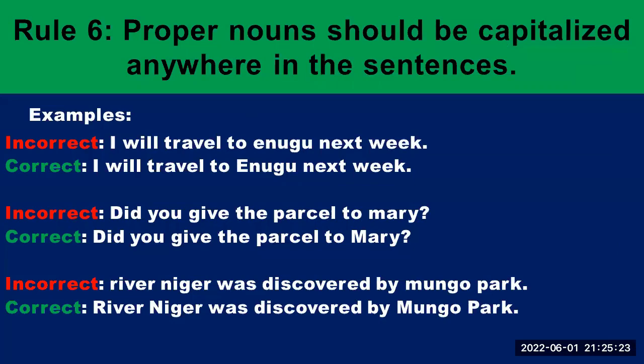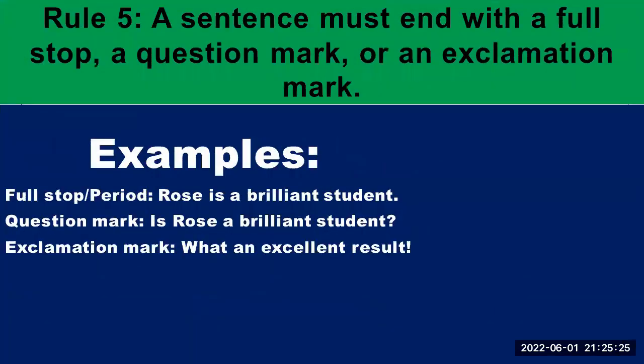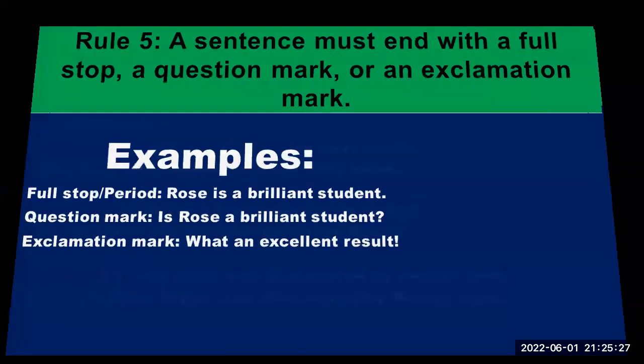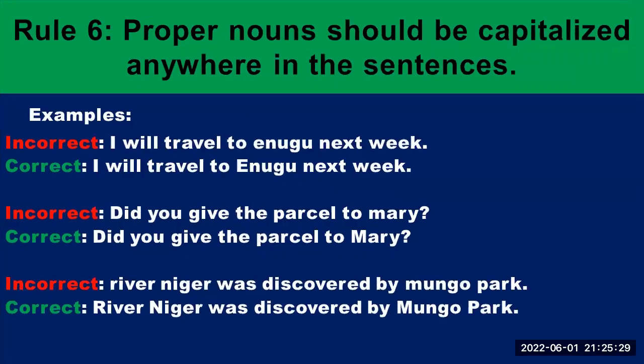Now, rule number 6, of course, we have seen rule number 5. So rule number 6 states that proper nouns should be capitalized anywhere in the sentences. You know, a proper noun is the name of a particular person or place. For example, John is a capital noun.